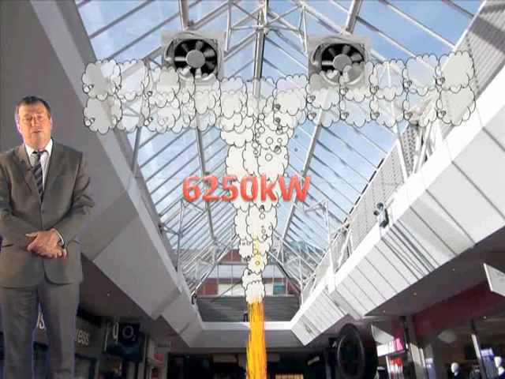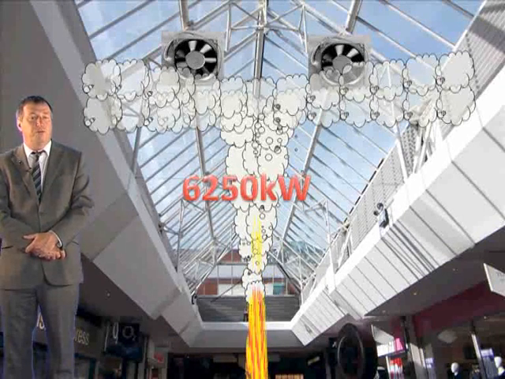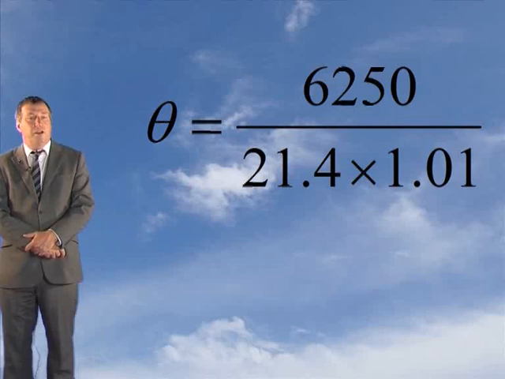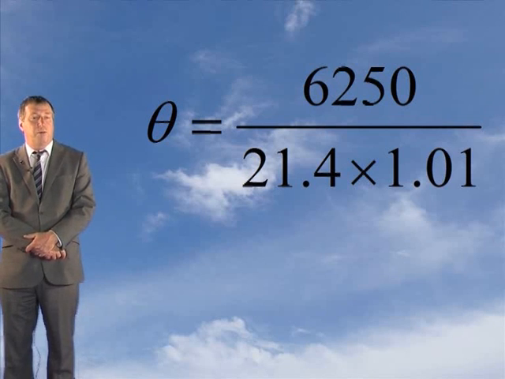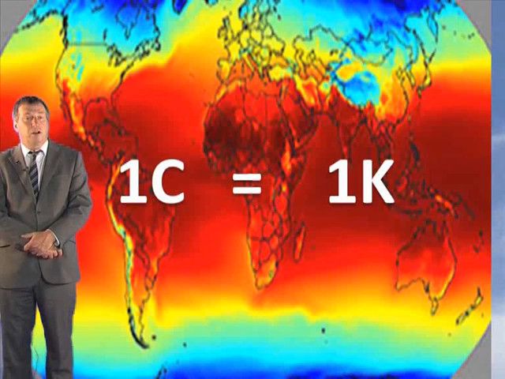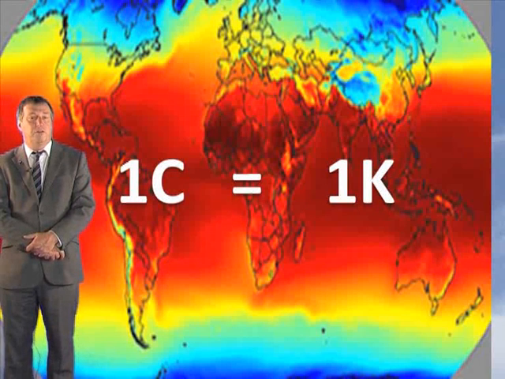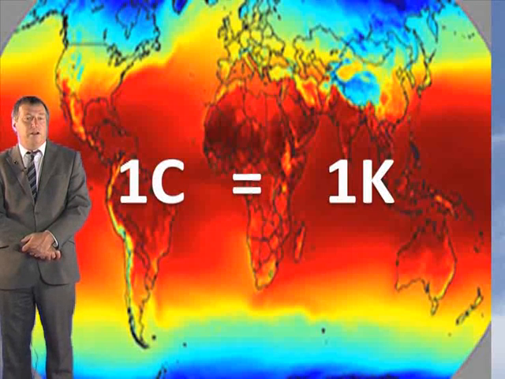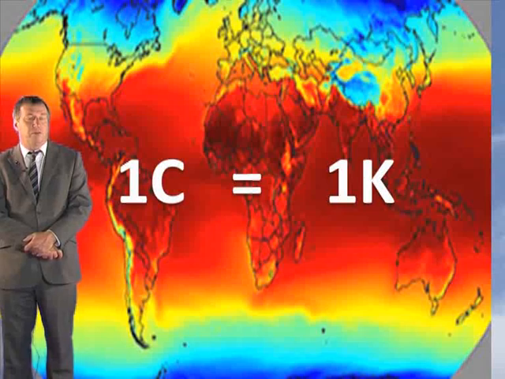Let's do another example of the average smoke temperature rise. If we have a convective heat release rate of 6,250 kilowatts and a mass flow rate of 21.4 kilograms per second, we get that theta is equal to 6,250 divided by 21.4 times 1.01, and this equals 289 Kelvin or 289 degrees C. You'll notice that I'm saying Kelvin or degrees C here because a single unit of Kelvin is equal to a single unit of degrees C. They're very similar on the scale, and the units are the same size, but they just start in different places.